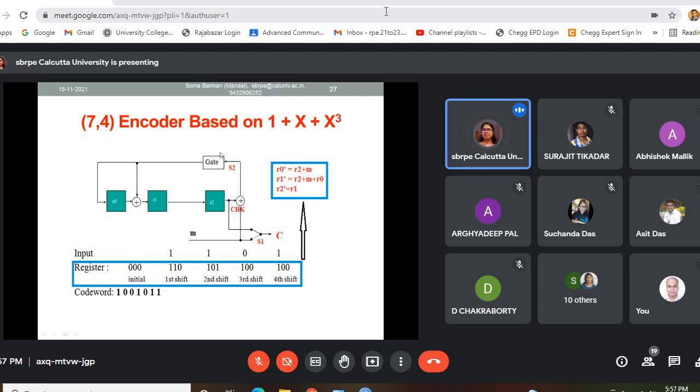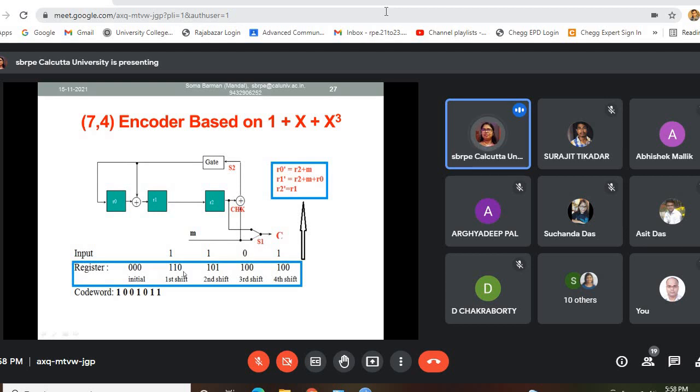Okay, this thing. Why is it R2? Because when this is shifted out, R2 is also shifted out. So this will also be added. 1 is added with 0. This is 1, this 1 is here and this is 0, so it is coming over here. So in the first shift, the register content is 110.